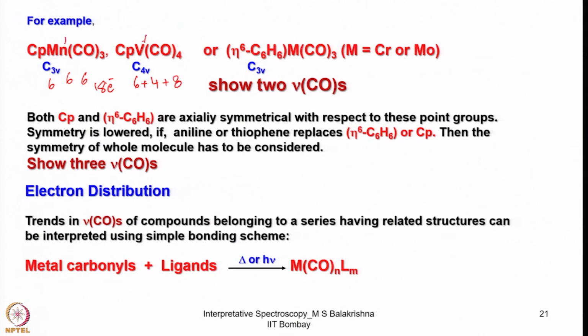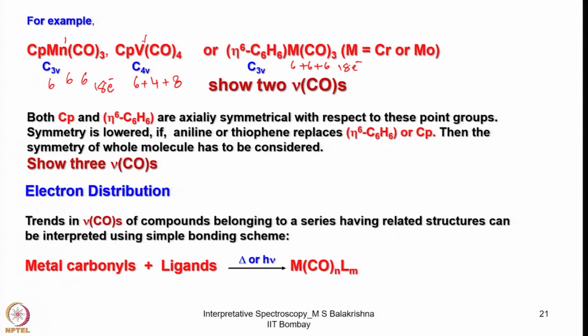So this is also an 8 electron complex, and here it is 6 plus 6 plus 6. This is also an 8 electron complex. So all are 8 electron complexes. So we also learned about counting the electrons. You can use the ionic method or covalent method, it doesn't matter. All these compounds show 2 stretching frequencies when you look at the IR spectra.